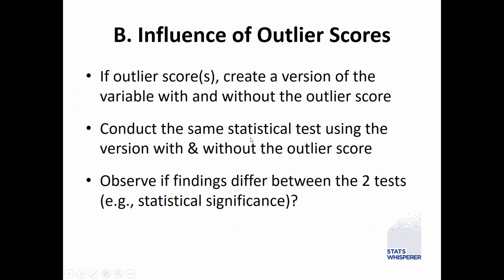Then we would conduct the same statistical test, like if we were doing regression or something of that fashion, using the variable with the outlier. Then we would repeat the same test with the variable without the outlier. Then we would see if the findings are similar. For example, do you get statistically significant findings in both tests, right? Or is one significant and the other isn't, right?